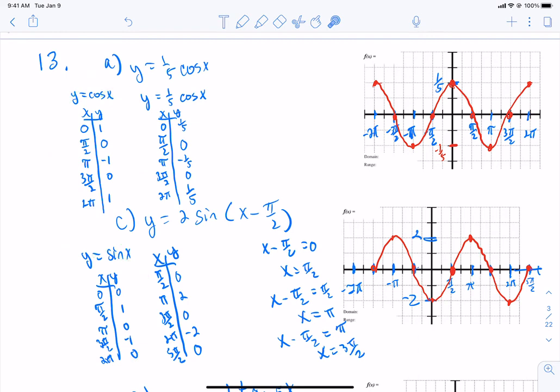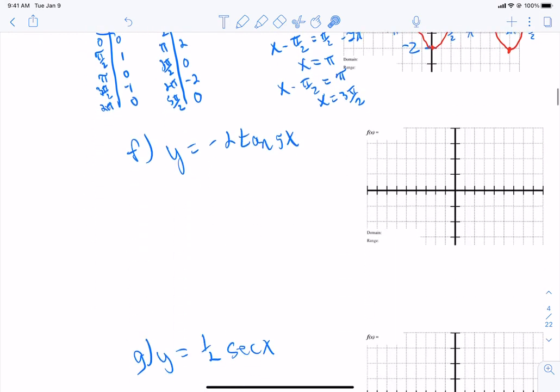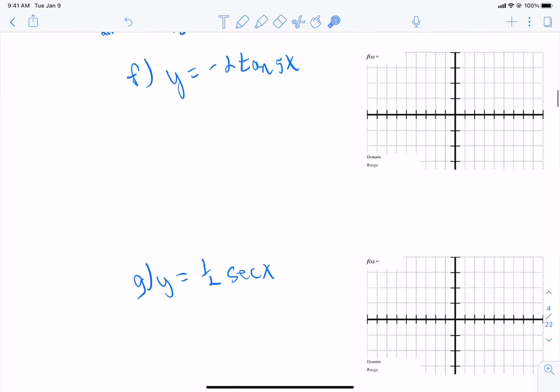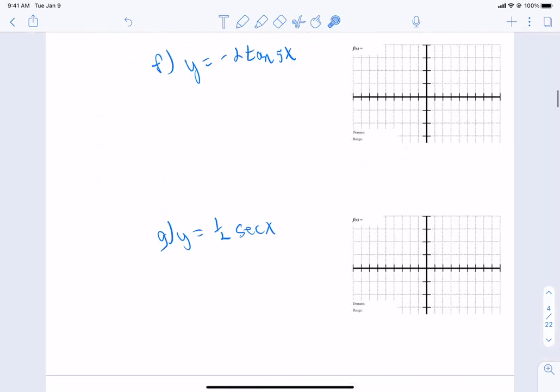Now I wanted to pick one tangent or cotangent and one secant or cosecant. So let's do these two next. F was y equals negative 2 tangent of 5x, and G is y equals 1/2 secant of x. So we'll do one tangent and one secant. And that's going to point you in the direction for a cotangent and a cosecant.